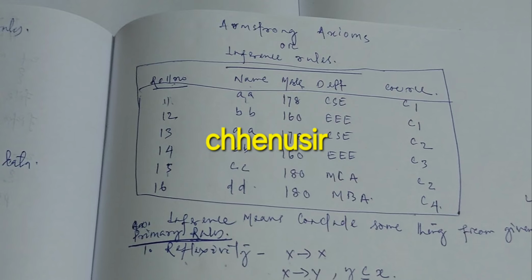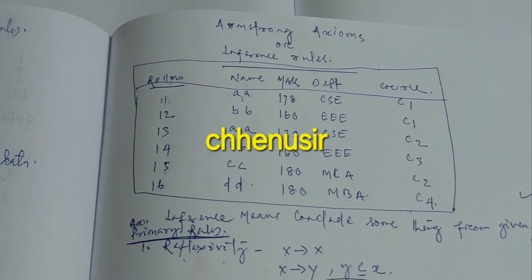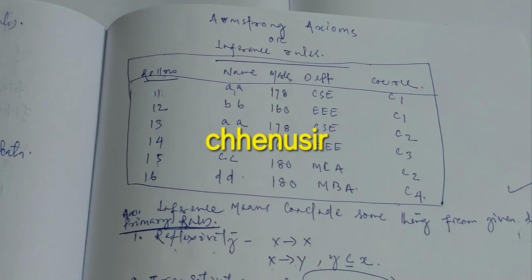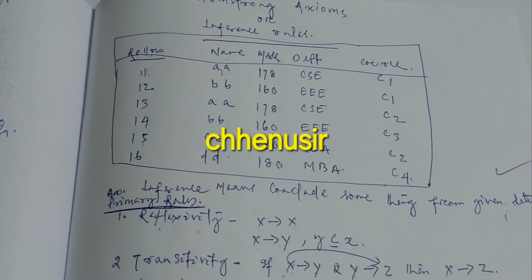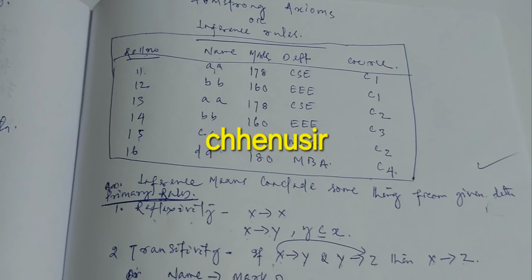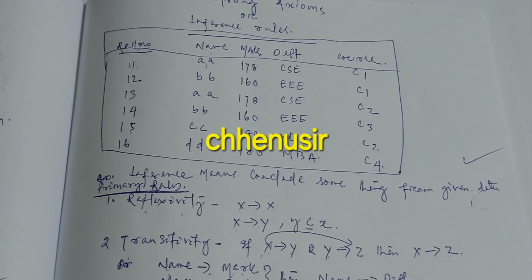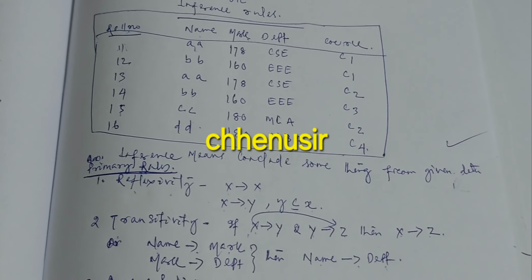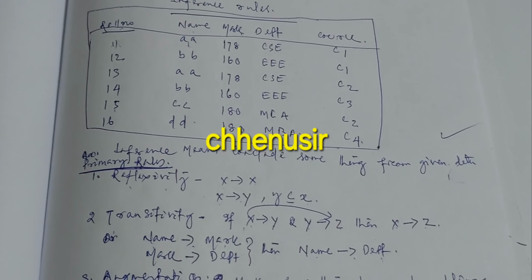My dear students, now I am discussing Armstrong axioms or inference rules. This is the set of rules which is used for normalization in DBMS, that is first normal form, second normal form, third normal form, fourth normal form, fifth normal form, BCNF. It is also called inference rules, meaning concluding something from the given data.